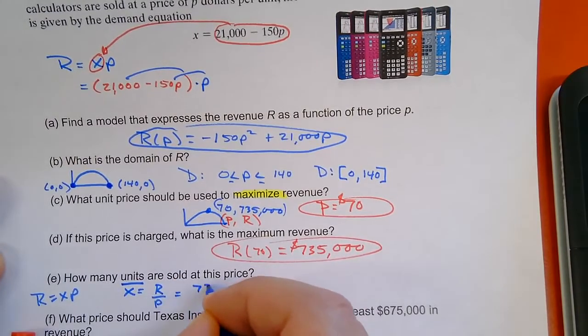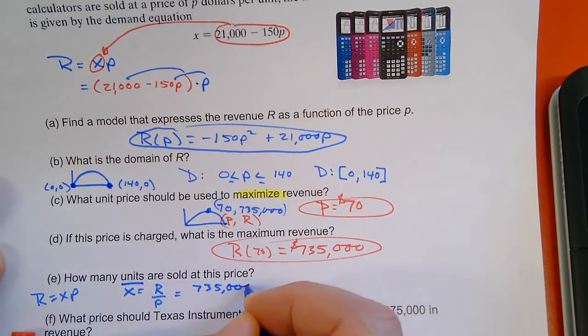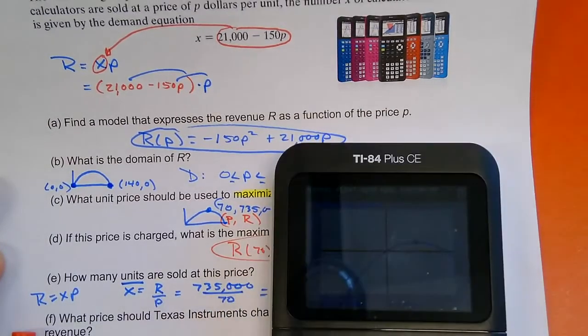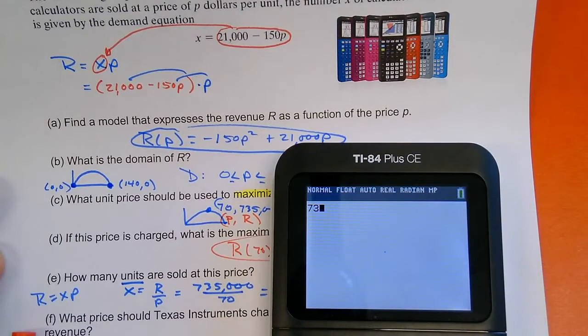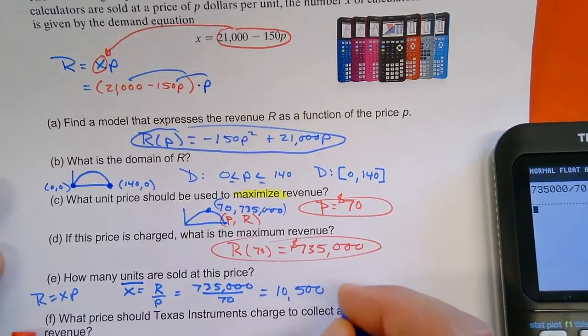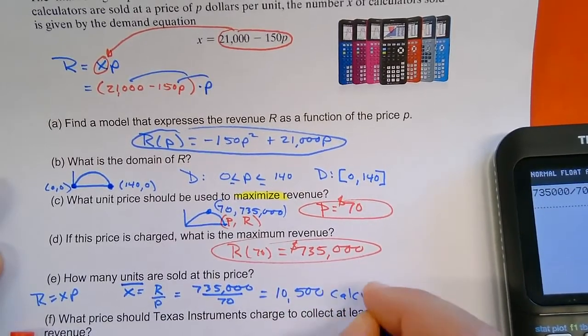If I divide both sides by P, I will get X equals my revenue divided by my price. So if I take 735,000 and I divide by 70, I will get how many units I should sell. Okay, so if I take that in my home screen, 735,000 divide by 70, and I get 10,500, and we're doing calculators.